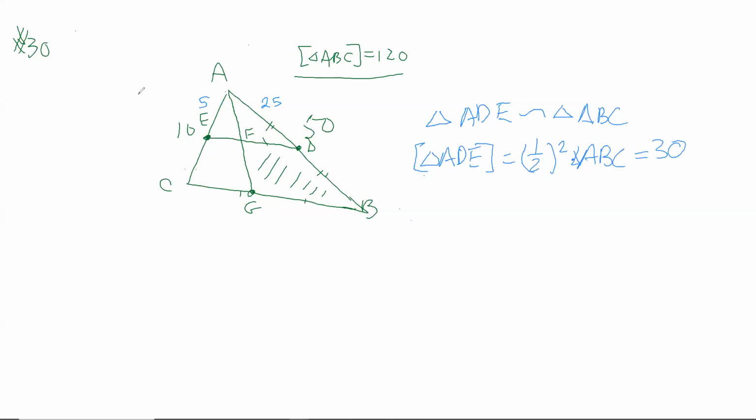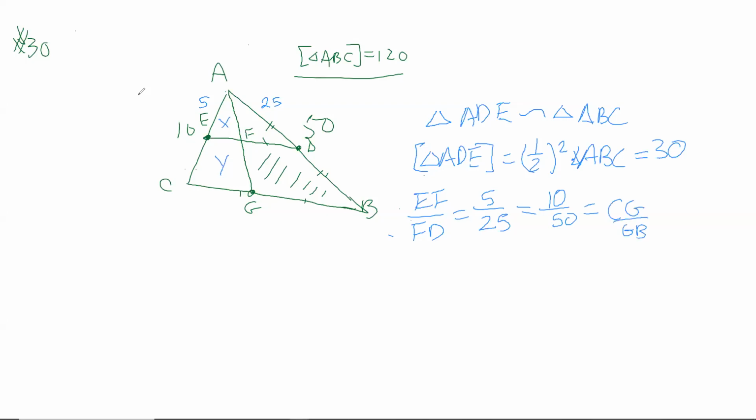And so what I did is I denoted the area AEF as x, and the area CEFG as y. Since AG is an angle bisector, by the angle bisector theorem, EF over FD should equal 5/25, which is also equal to 10/50, which is just equal to CG over GB.